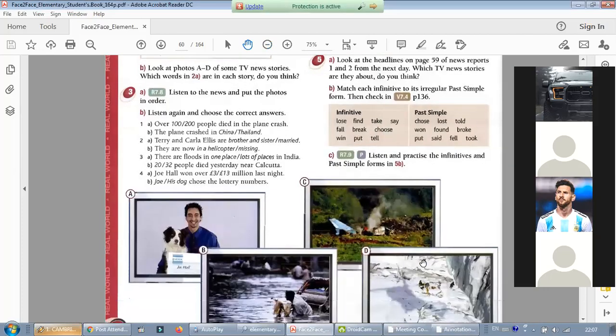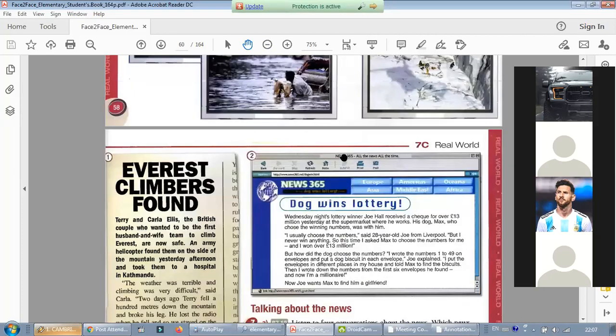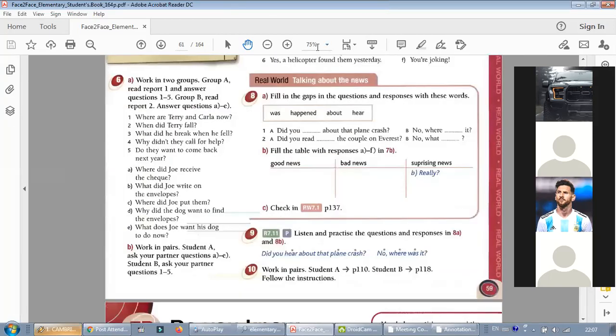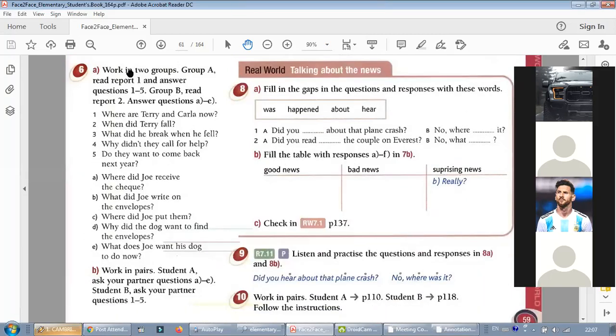Let's go to exercise number 6. Let's check number 6, okay? In exercise 6, we have some reading. In the reading, it says here, read report number 1 and 2. And we'll do a pair work for 2. Okay, so we have these questions. Let's read the questions first, before we read the two passages, okay?